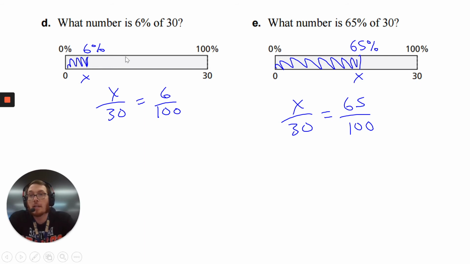Next one is 6%. So here's my health bar. I'm probably exaggerating a little bit. 6% would probably be much smaller, but it'd be 6% out of 100%. That's 6 out of 100 equals x over 30. And again, cross multiply and solve.